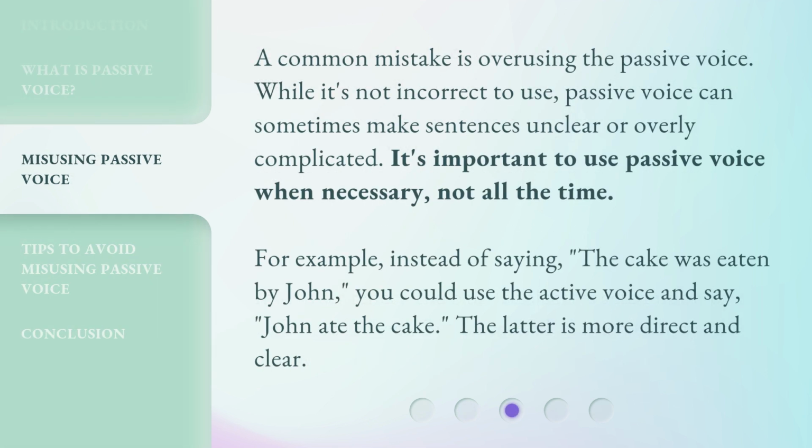A common mistake is overusing the passive voice. While it's not incorrect to use, passive voice can sometimes make sentences unclear or overly complicated. It's important to use passive voice when necessary, not all the time. For example, instead of saying, "The cake was eaten by John," you could use the active voice and say, "John ate the cake." The latter is more direct and clear.